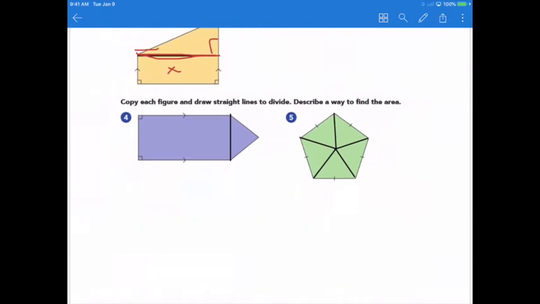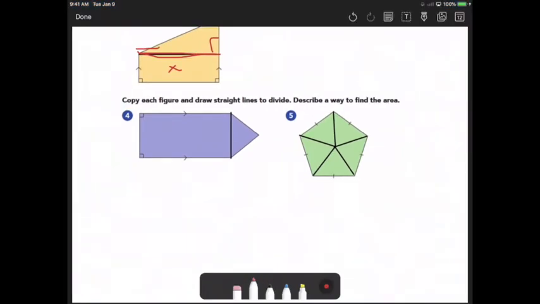At the bottom, it says copy each figure, describe a way to find the area. So what you can do is this. I made a triangle here, and I have a rectangle right here. All I need to do is find the area of the triangle, because it's 1/2 base times the height right here. And then I have a rectangle, which is length times width. For the regular pentagon, we broke it up into 5 equal triangles. So all you have to do is find the area of one triangle, and then multiply it by 5 because you have 5 triangles.